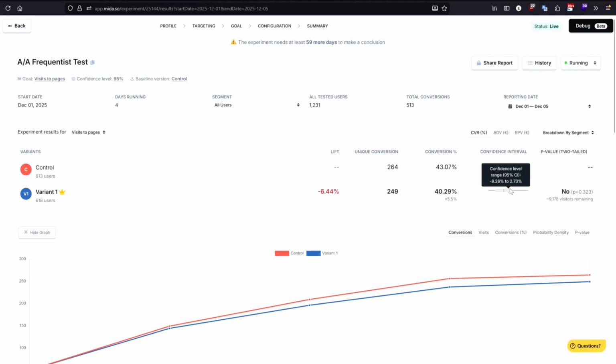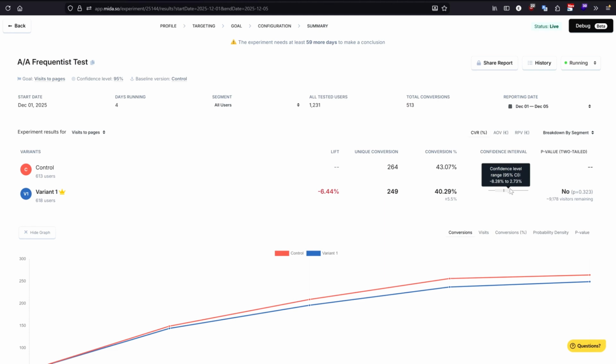The confidence interval tells you that if you were to repeat this experiment 100 times, 95% of those experiments would have an interval for the uplift between -8 to 2.7%. This does not tell you the probability that the value lies within those intervals. It just tells you that if you were to repeat this experiment many, many times, the interval of the uplift would be between these values.